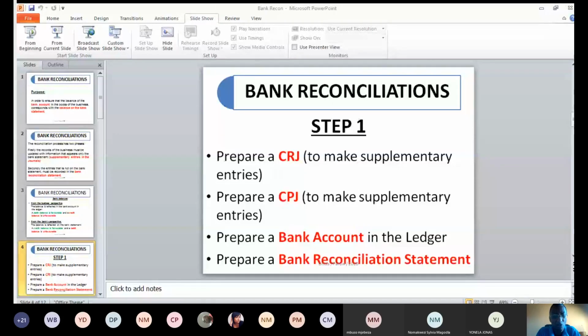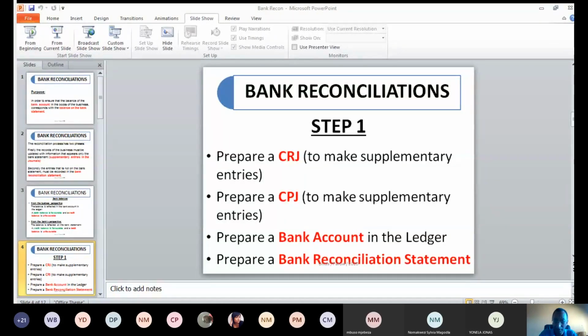Then you take your total of your cash payments journal, the new total on your cash payments journal, and you transfer that to the credit side of your bank account. And under your details, you write there, total payments. Now you balance the bank account. If you balance the bank account now, you basically calculate what is the bank balance according to the business's records.